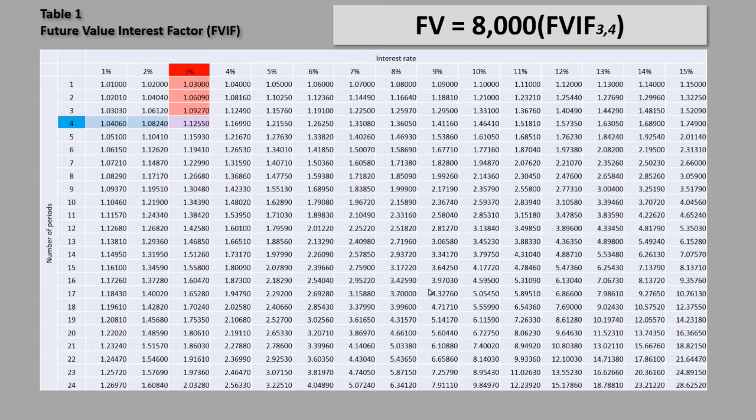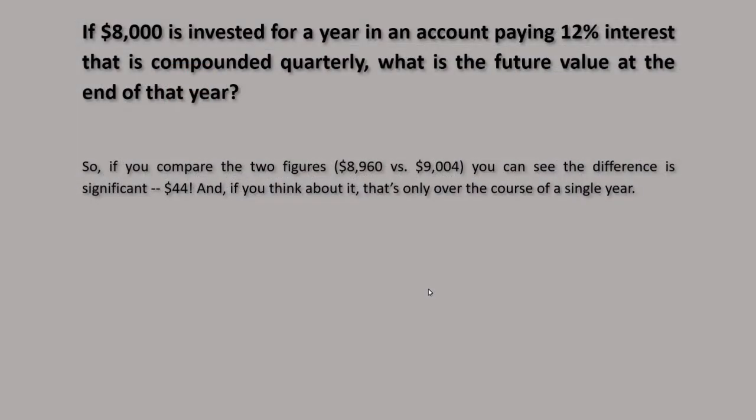Now let's go back to the table again, okay? Notice that instead of having the interest rate at 12%, it's at 3%. And again, the 4 periods along the left-hand margin, that gives you a factor of 1.1255. So if you plug that into our formula, that's going to give you $9,004. Okay? So if you compare the two figures, what we got using the 12% over 1 year, that gives you the $8,960 versus $9,004. You can see the difference is significant. It's $44. And that's just over the course of a single year.